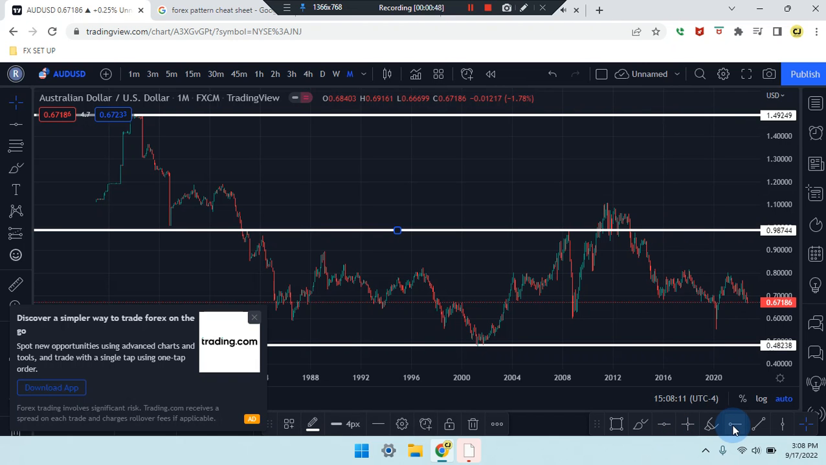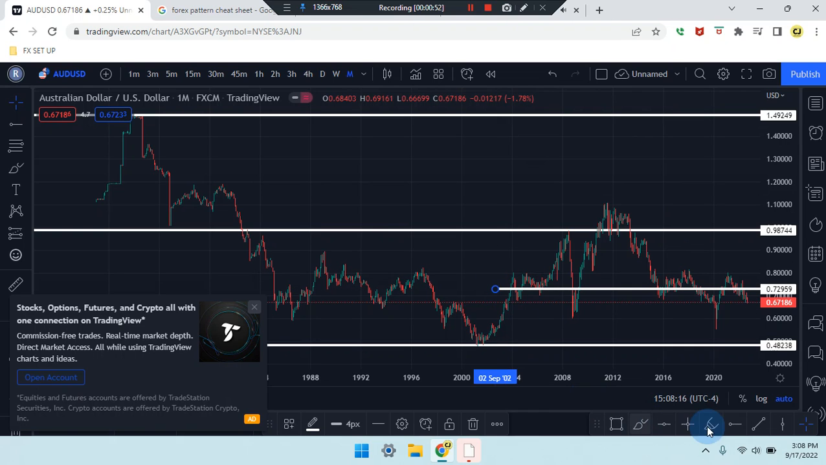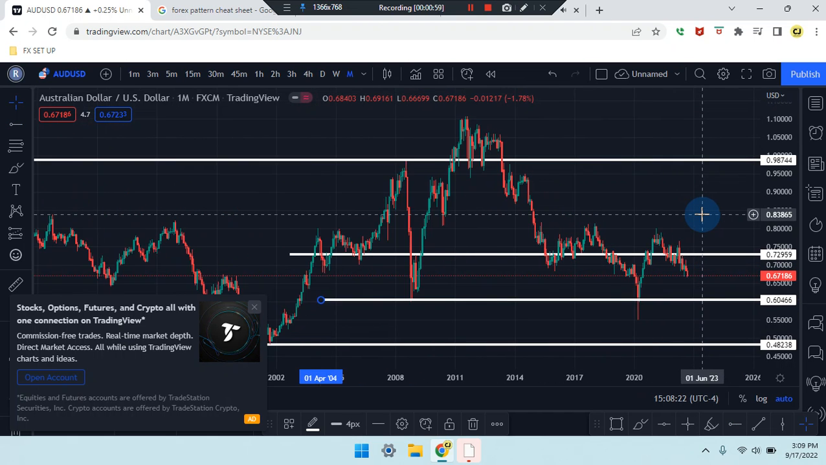midpoint, also adding second level lows and adding third level lows. So let's zoom into price and see what's going on.